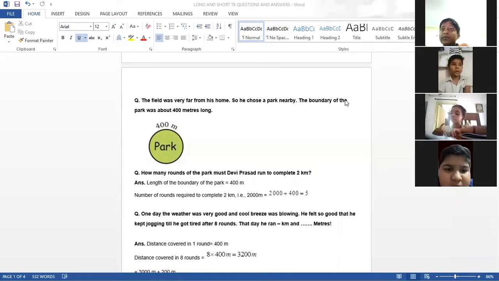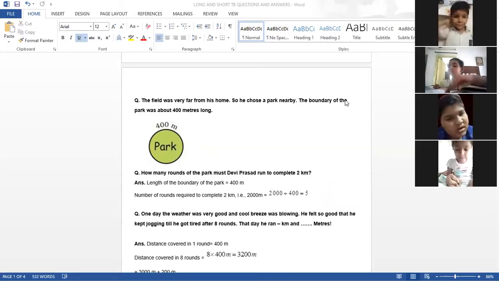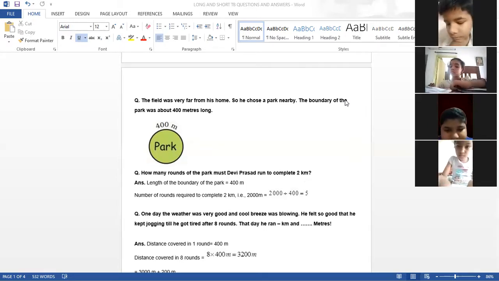Now the question is, the doctor advised him to run 2 kilometers per day. If the total boundary is 400 meters, then how many rounds does he have to run to complete the 2 kilometers? 2 kilometers means 2000 meters. 2000 meters is the total distance that he has to run.